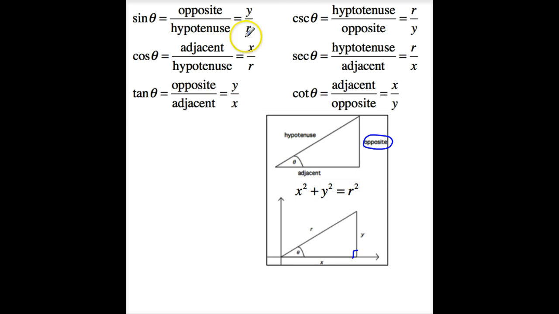And then you remember the relationship between sine and the sides. Sine of theta is y over r, while cosecant of theta is r over y. So you remember that cosecant of theta is 1 over sine. Cosine is x over r, while secant is 1 over cosine, or r over x, and tangent is y over x, and cotangent is x over y.